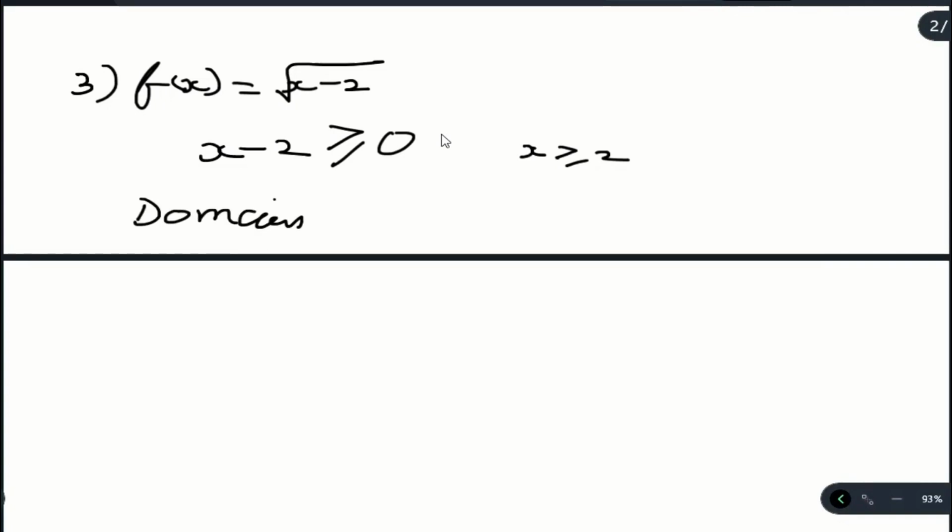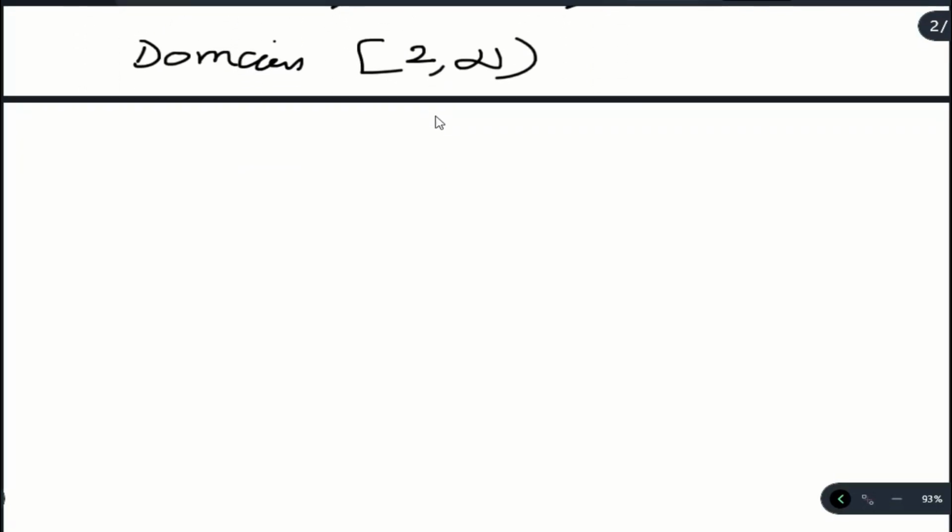So the domain here is any number greater than 2 up to infinity. This is how you should check the values of x so that the function is well defined. Now let us move on to how to find the range of a given function. Range and domain we will see simultaneously.